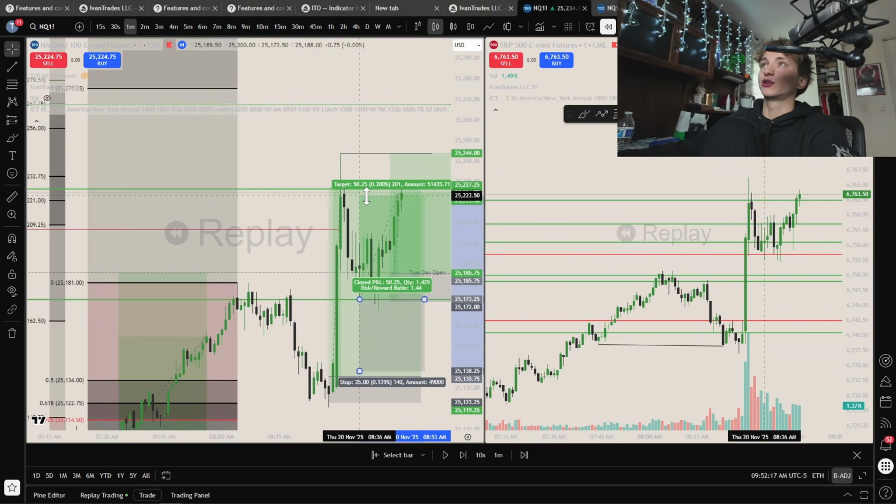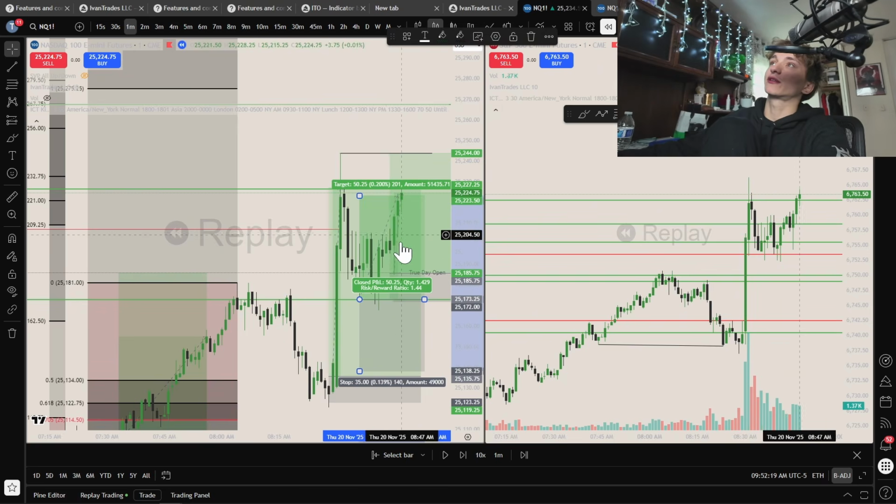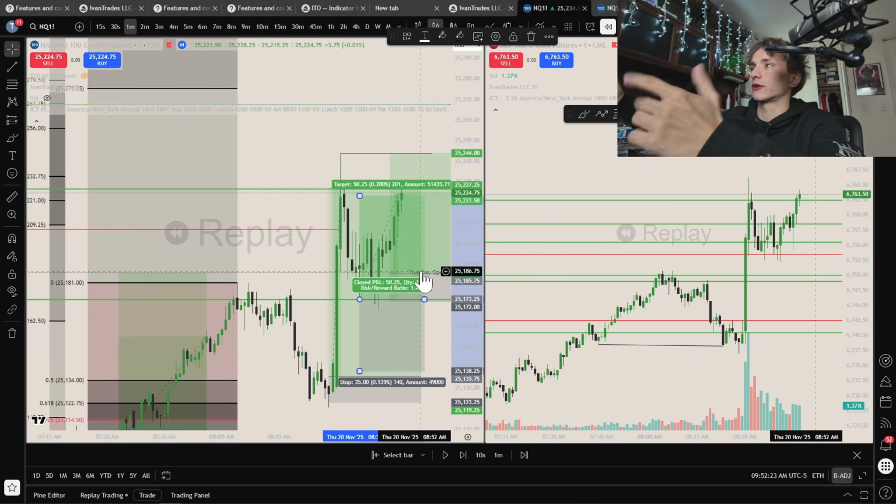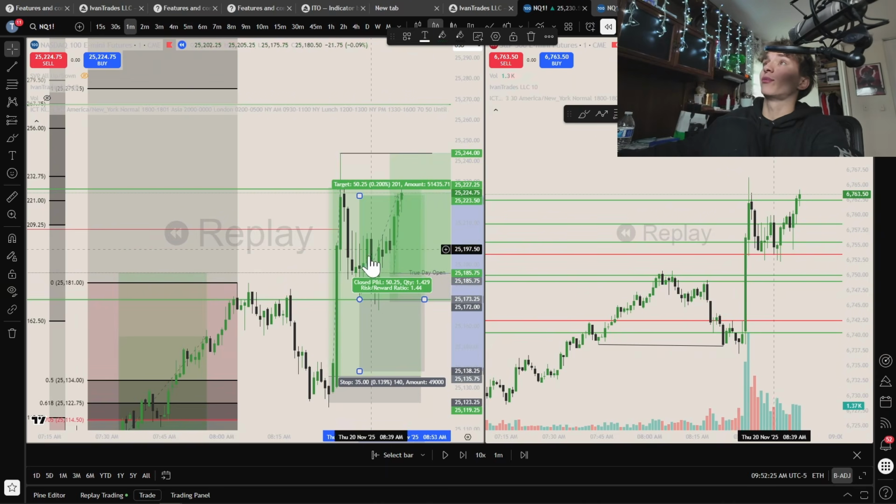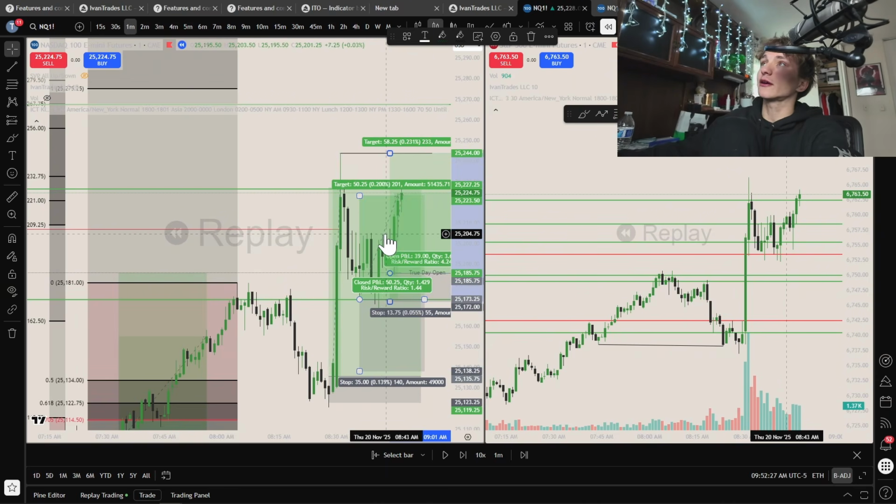Dead ass. You could hit 50 points before that, then you got another re-entry. Actually, no, you would have had to add onto your minis or your micros, and then you could have gotten 50 points here. You could have gotten 50 points here, right? But again, you have to learn how to scale.